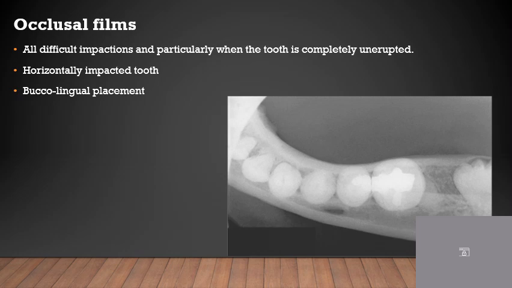Whereas in an occlusal view, the buccolingual view can be appreciated, and it can also aid in localizing the position of the tooth in case of difficult impactions where the tooth is buccally or lingually tilted or rotated. As you can see in this picture, you can see a third molar with the cusp pointing towards the lingual side, so the removal of the tooth has to be planned accordingly.